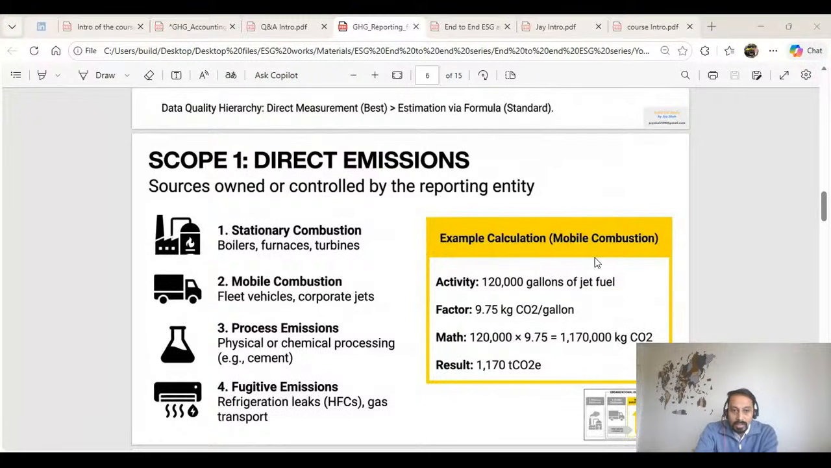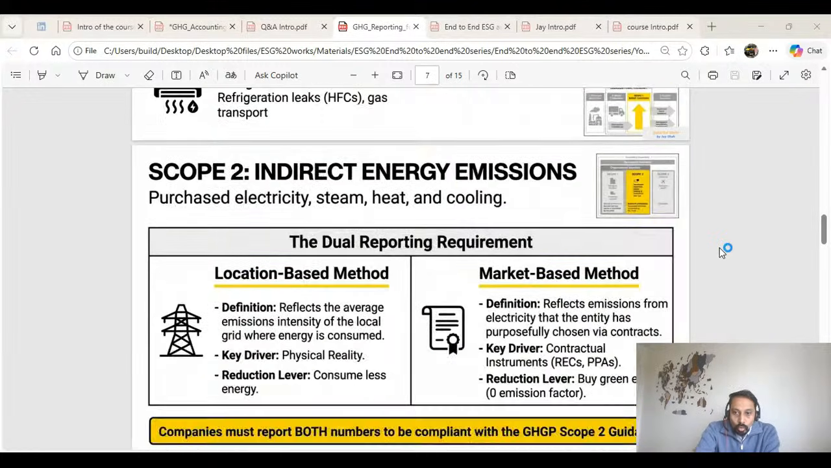Here you can see an example of mobile combustion: jet fuel used is 120k gallons, and the emission factor used is as per UK DEFRA, which is 9.75 kilograms CO2 per gallon. The calculation is very simple. You multiply 120k gallons by 9.75 kilograms CO2 equivalent per gallon, which gives 1170 tons of CO2 equivalent. This is exactly how you calculate your fleet or any generator emissions. We will see in detail how other emissions work for any Scope 1 emissions.